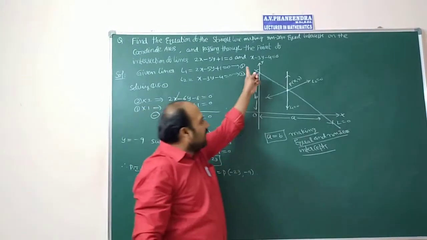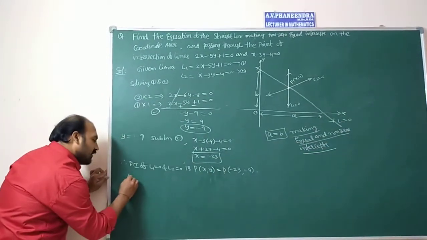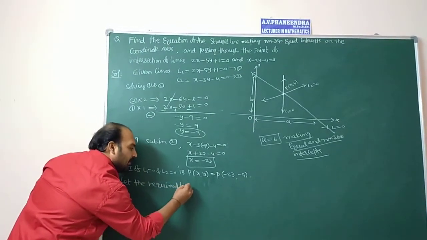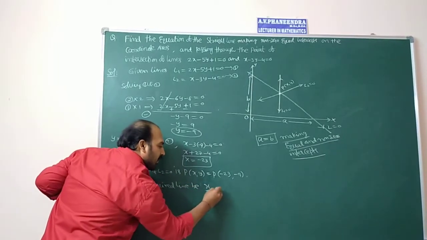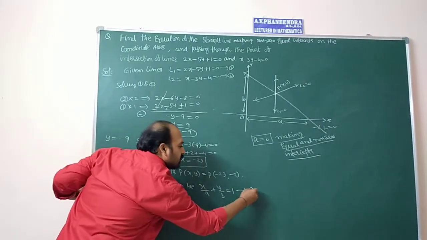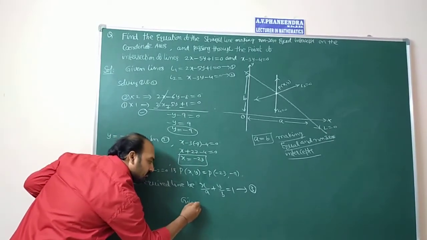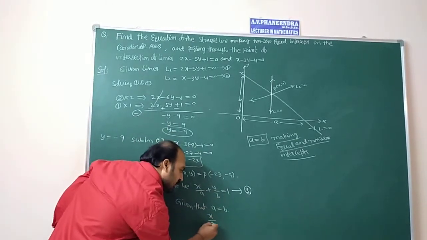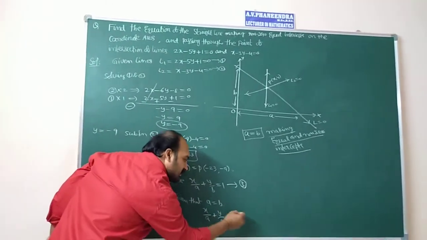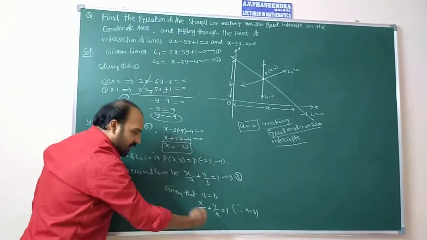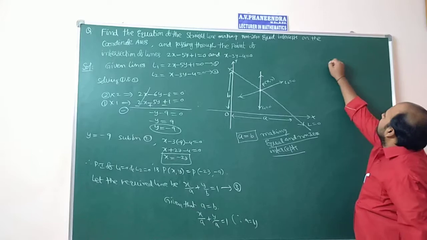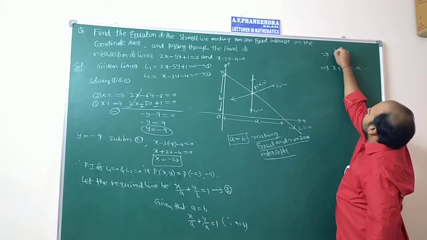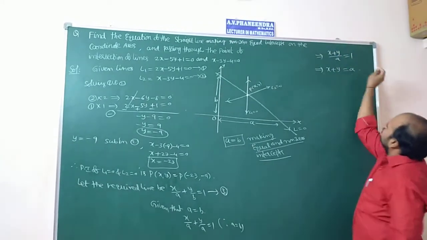After that, the required line is L equal to 0. Let the required line be x by a plus y by b equal to 1. Put that equation number 3. Given that a is equal to b, this equation becomes x by a plus y by a is equal to 1, since a is equal to b. So after taking LCM, this equation becomes x plus y is equal to a. Before that, this step will come: x plus y by a is equal to 1, cross multiply.